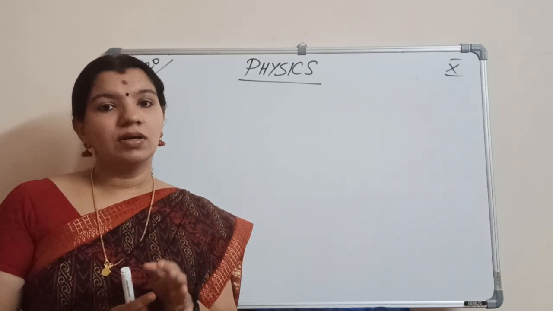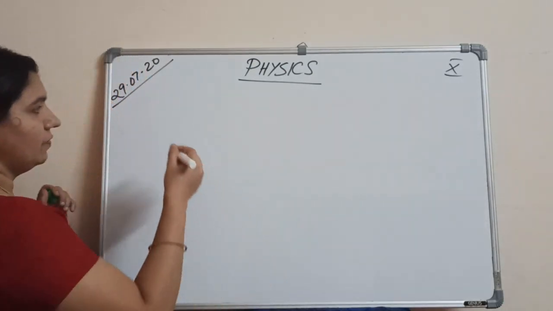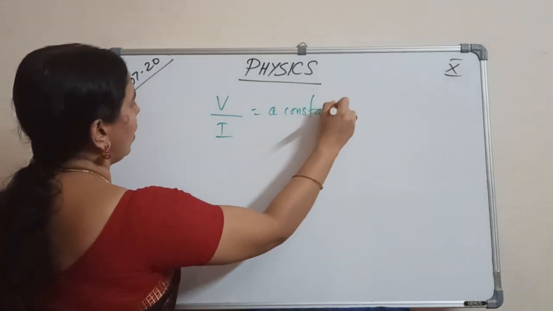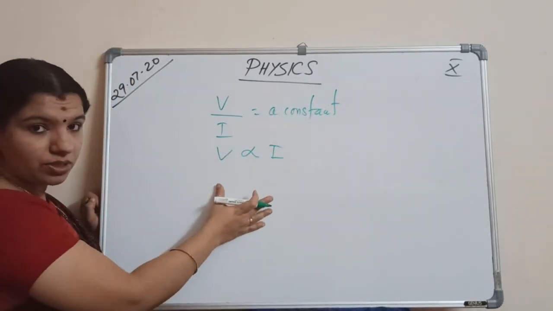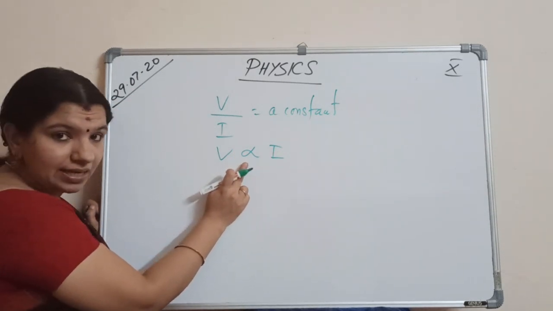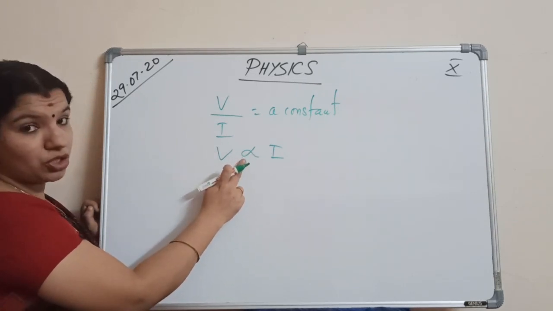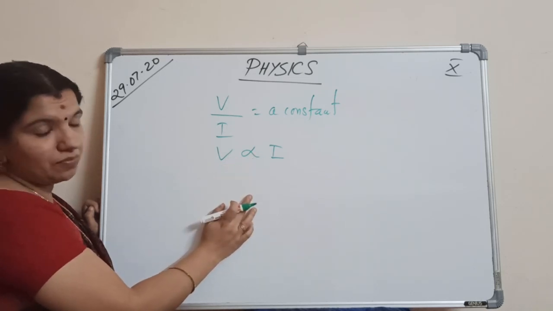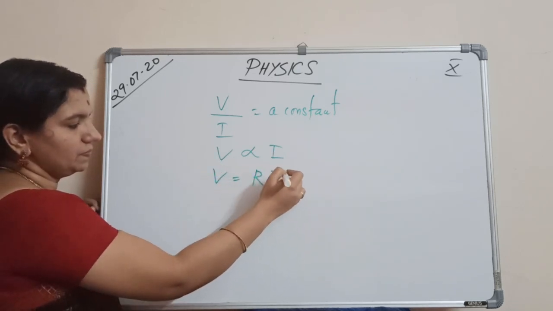Now we will go for the mathematical expression. Okay, so with this statement we can write like this. V by I is a constant, isn't it? V by I is a constant. So we can write V proportional to I. Now in maths you have studied that if you want to change this proportionality sign, we will multiply with a constant value, isn't it? This proportionality sign can be changed by multiplying with a constant value. So here we can multiply with a constant called R.